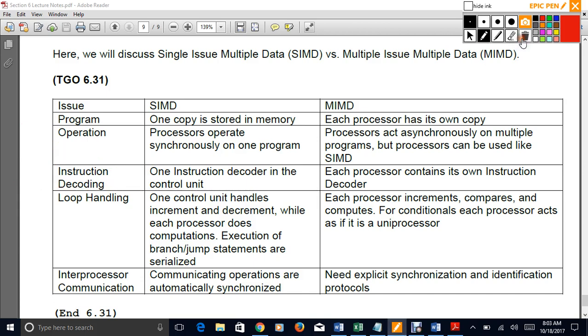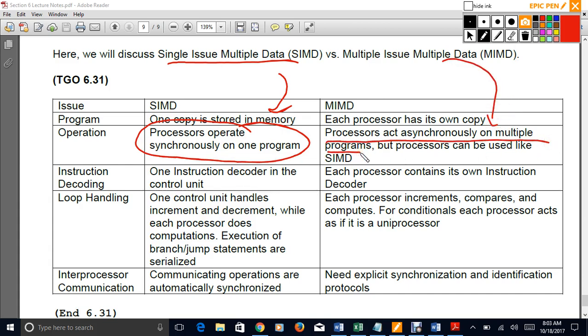So the program in single issue multiple data, we only have one copy of the program. Versus multiple issue multiple data, every processor has its own copy of the program in instruction memory. Now in operation, the processors operate synchronously on one program, whereas with multiple issue multiple data, the whole goal is to have multiple processors acting asynchronously on multiple programs. But we can actually use MIMD in the same way as SIMD. So it's not limited in that way.